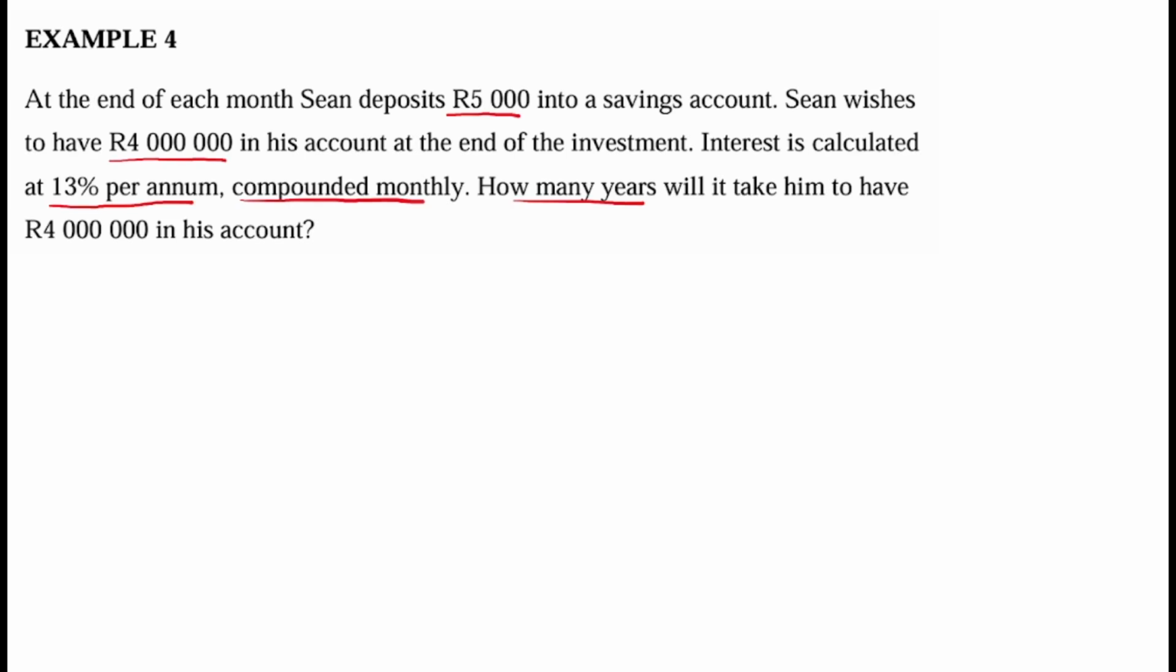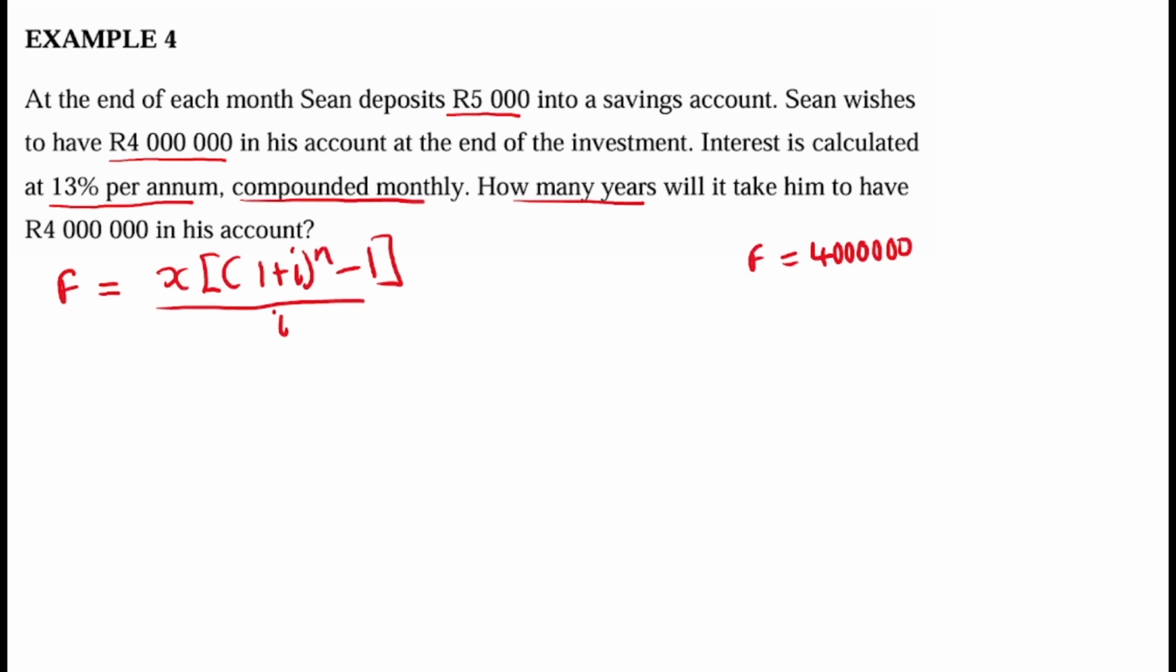Again, this is savings, so we're going to use a future value annuity. We have our future value annuity formula, which says F is equal to X times (1 plus i) to the power n minus 1, over i. Here we have the future value, which is 4 million. We have X, which is the monthly installment of 5,000 rands. And then we have our interest rate, which is 13% per annum compounded monthly.